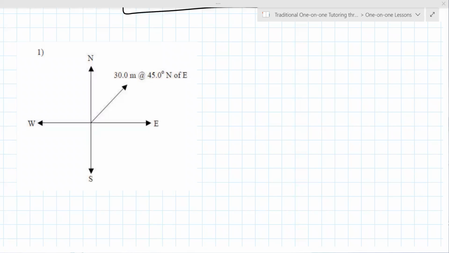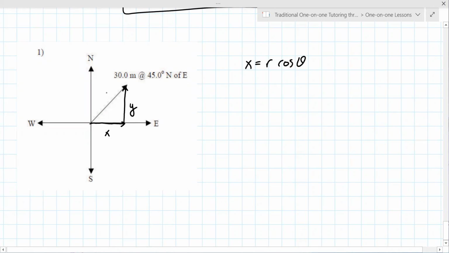Okay, so the instructions here say to sketch, then calculate the components of the following vectors. So the vector is always the hypotenuse. So you can think of a vector going right and then up, so x and then y. It's not really polar form, but it's kind of related. x equals r cosine theta, and this is now r, but don't think of these as being in polar form. So x is 30 cosine 45 and y is 30 sine 45.